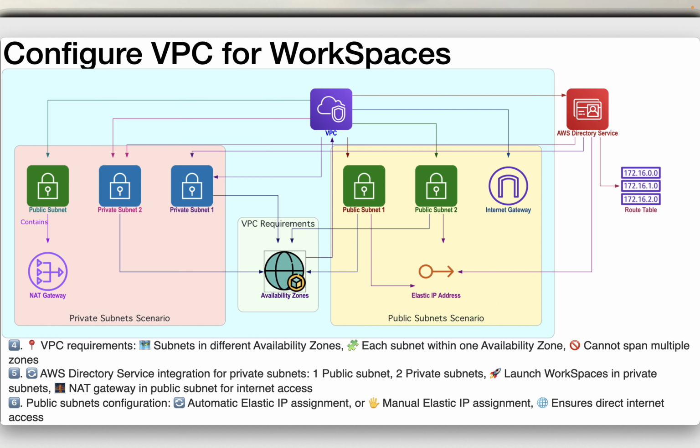So elastic IP address is basically a public IP address which you have to assign when they are part of a public subnet, when your workspace is launched in a public subnet. So in that situation, you must assign them manually or automatically.